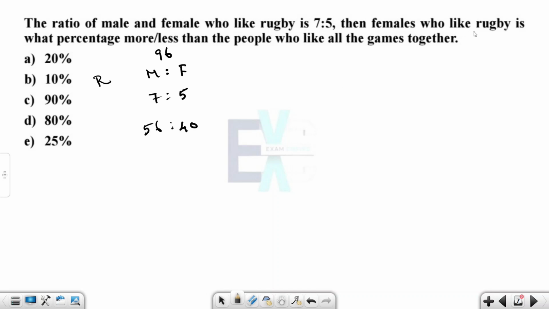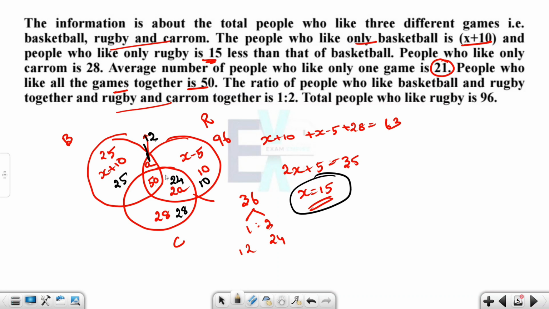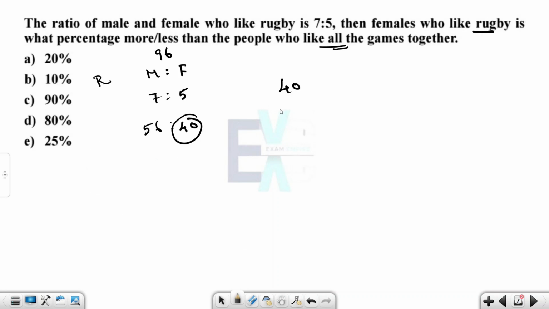Then females who like rugby is what percentage more or less than people who like all the games together. Yes, females, so 40. So 40 is what percent more or less than people who like all the games together. What is the number of people who like all the games together? 50. Okay, so 40 is how much percentage less than 50? If you observe, it is 20 percent less than 50. So the answer is 20 percent.